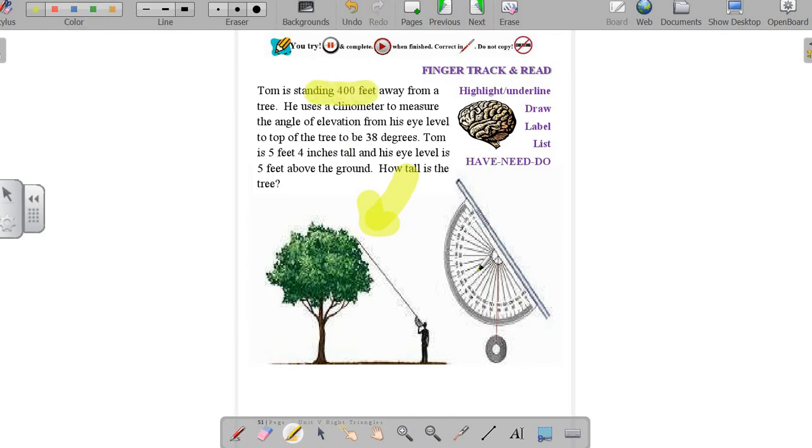Something called a clinometer. It measures angles. He has one next to his face. If you tilt this, this is a weight. The weight is going to line up with how much that's tilted to measure an angle of elevation. And that's called a clinometer. Angle of elevation from his eye level to the top of the tree is 38 degrees. He is physically 5 feet 4 inches tall. His eye level's 5 feet above the ground. How tall is the tree?